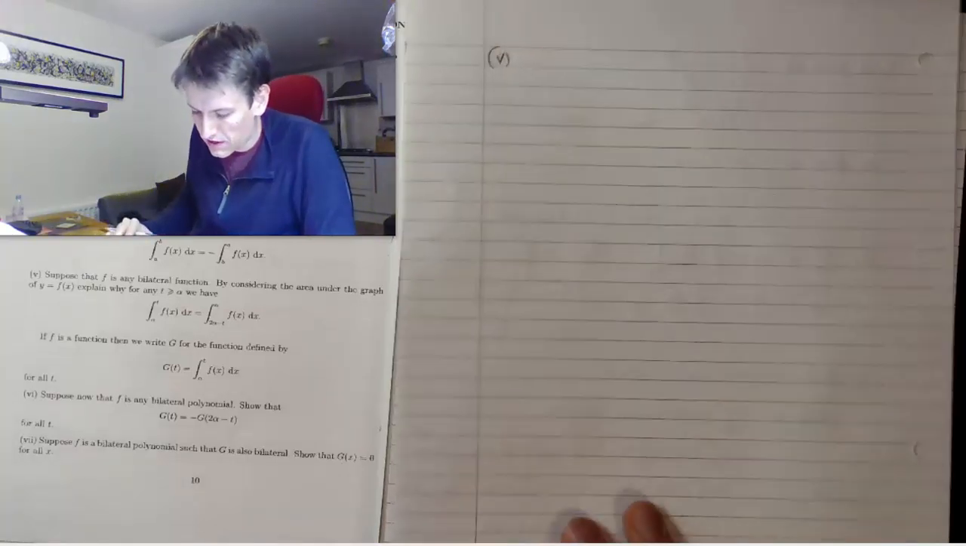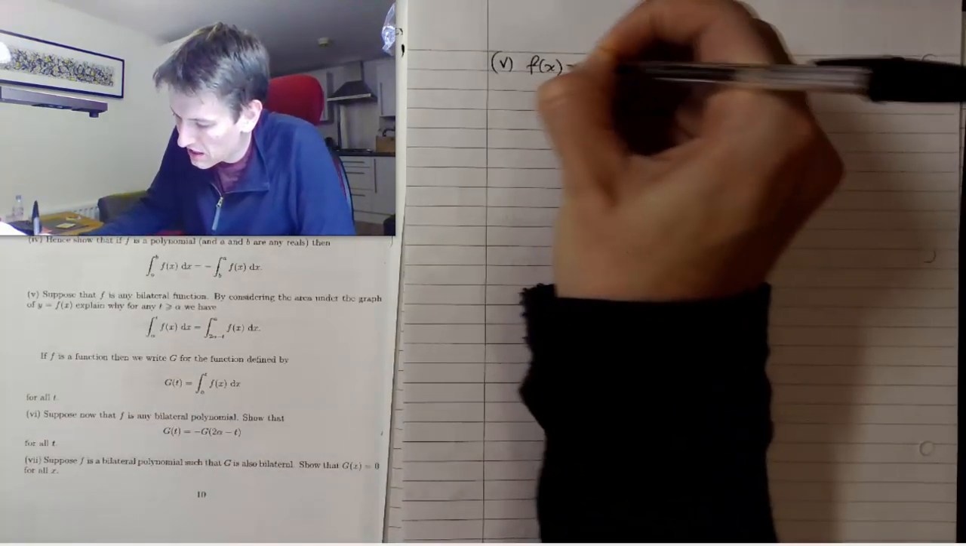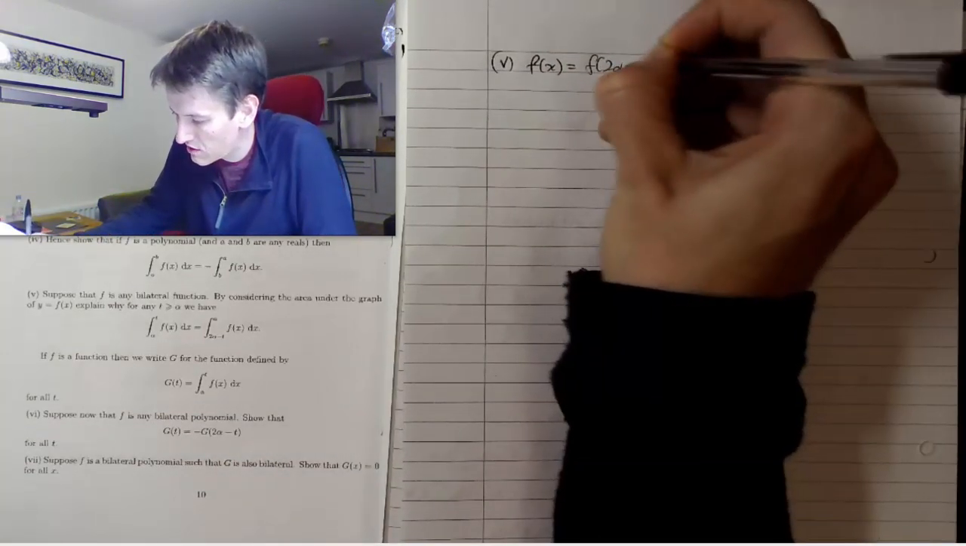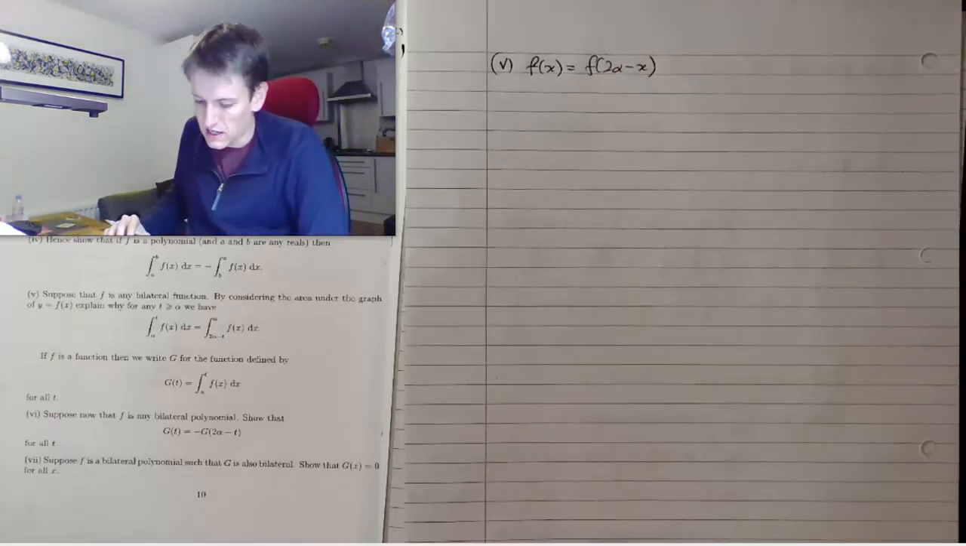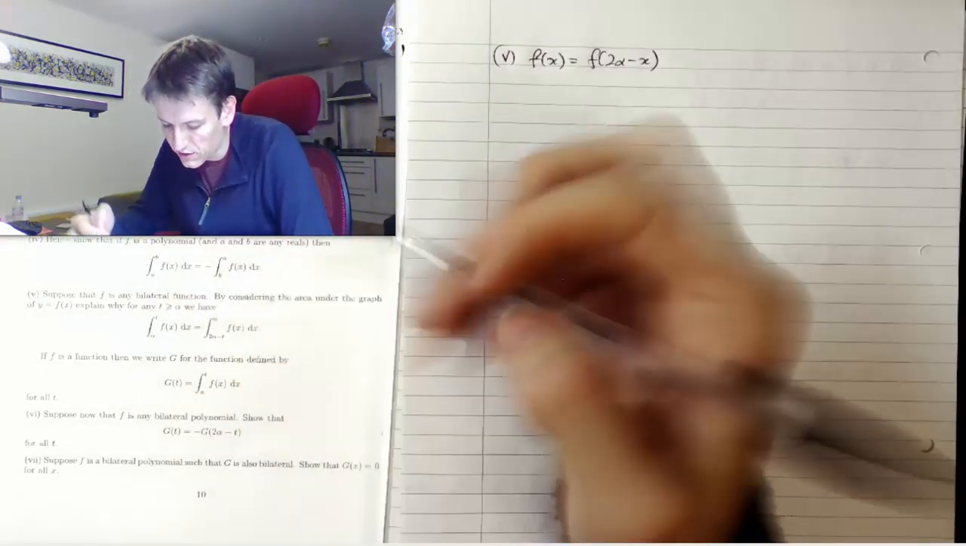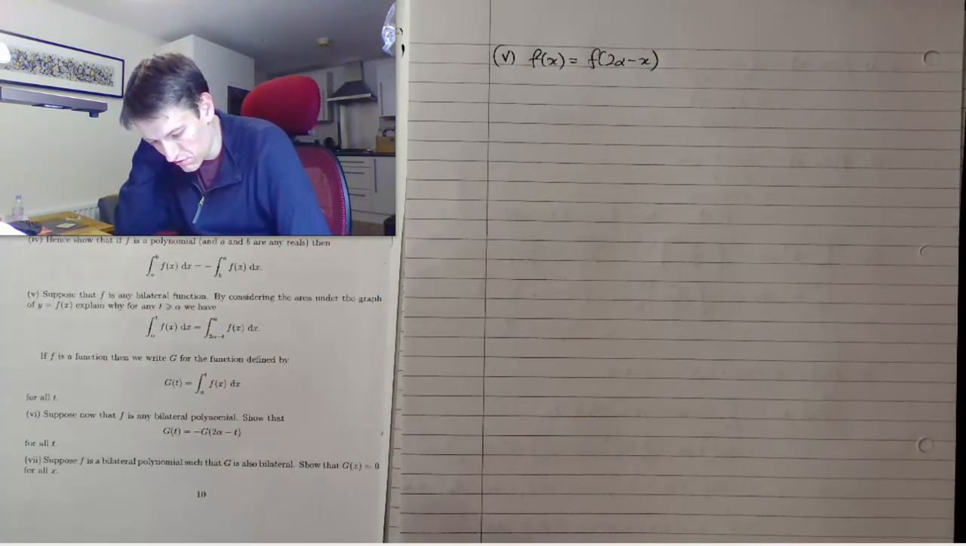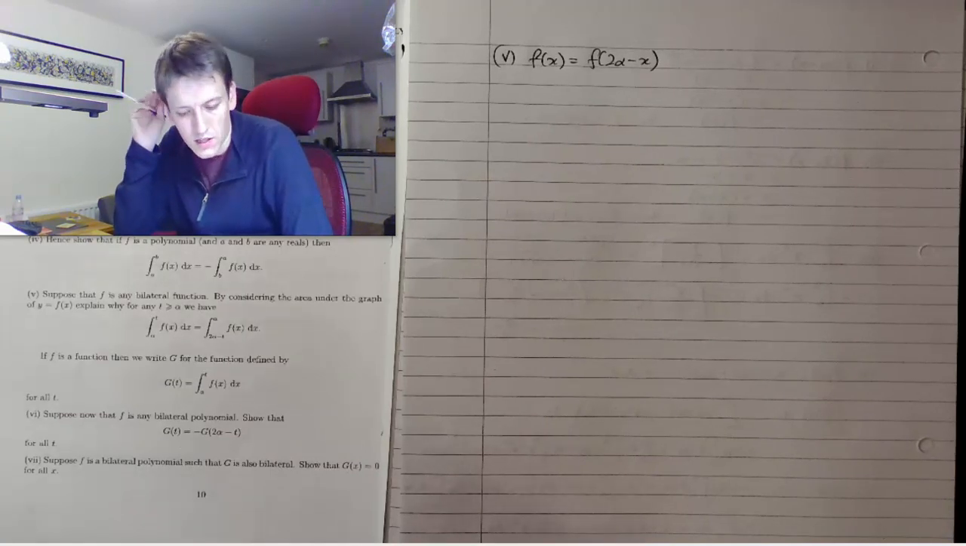So part 5, it says suppose that f is any bilateral function, so we can use our definition again from earlier: bilateral, remember, meant that f of x is f of 2 alpha minus x. It says, by considering the area under the graph of y equals f of x, explain why for any t greater than or equal to alpha, we have the integral between alpha and t of f of x is equal to the integral between alpha and 2 alpha minus t.